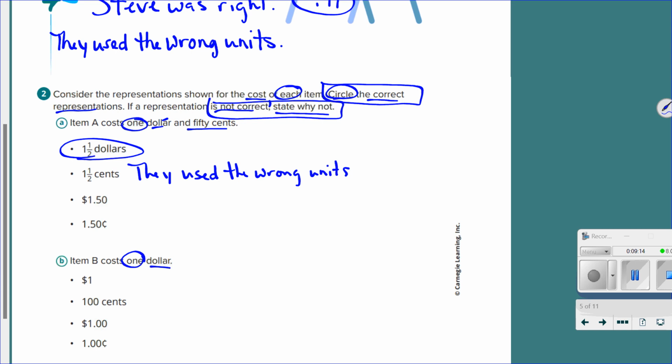Do it. Okay, what about $1.50? Does that work? Yes. What about 1.50 cents? Why not? They use the wrong units. Not necessarily.